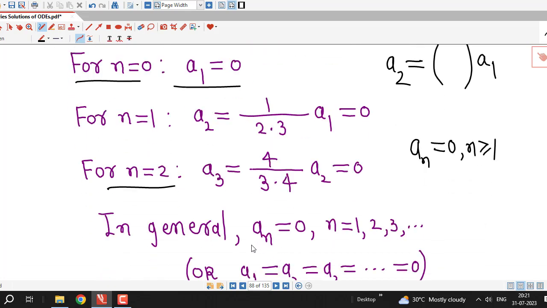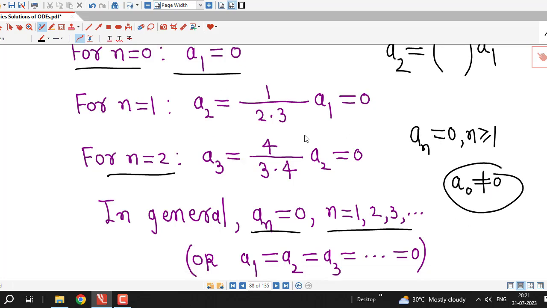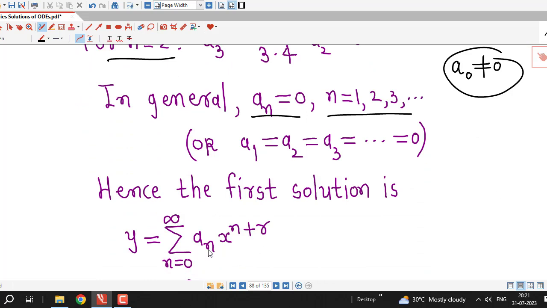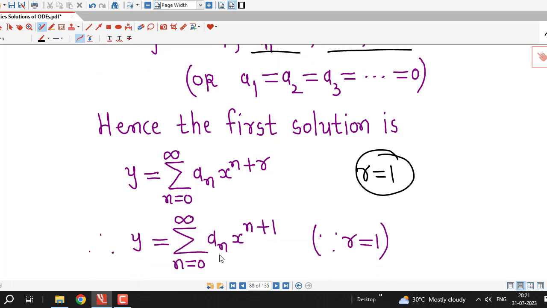So I have written here, in general, an equal to 0, n equal to 1 to 3, and so on. So we have only one non-zero coefficient, which is a0, and hence the first solution is y equal to sigma an x raised to n plus r, and we are writing the solution corresponding to r equal to 1. Therefore we have sigma an x raised to n plus 1.